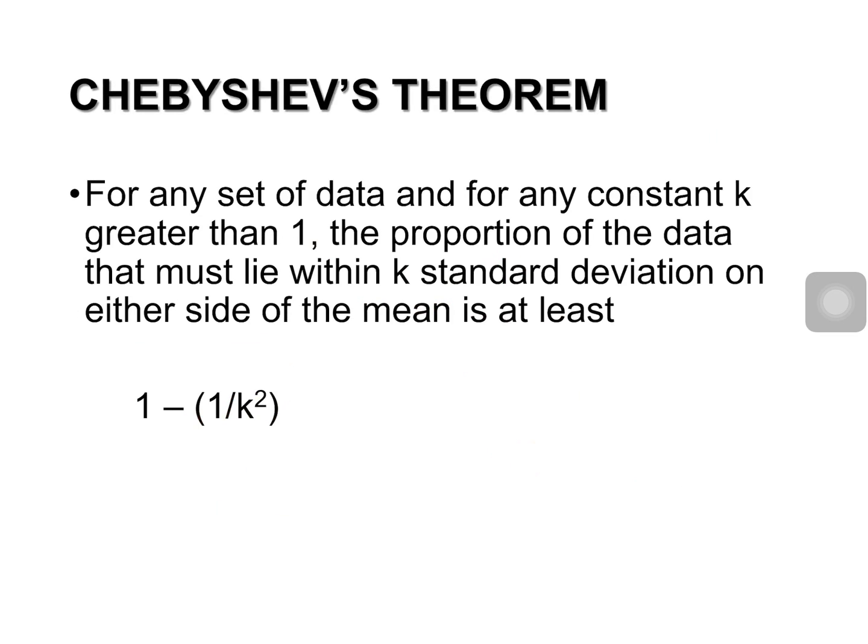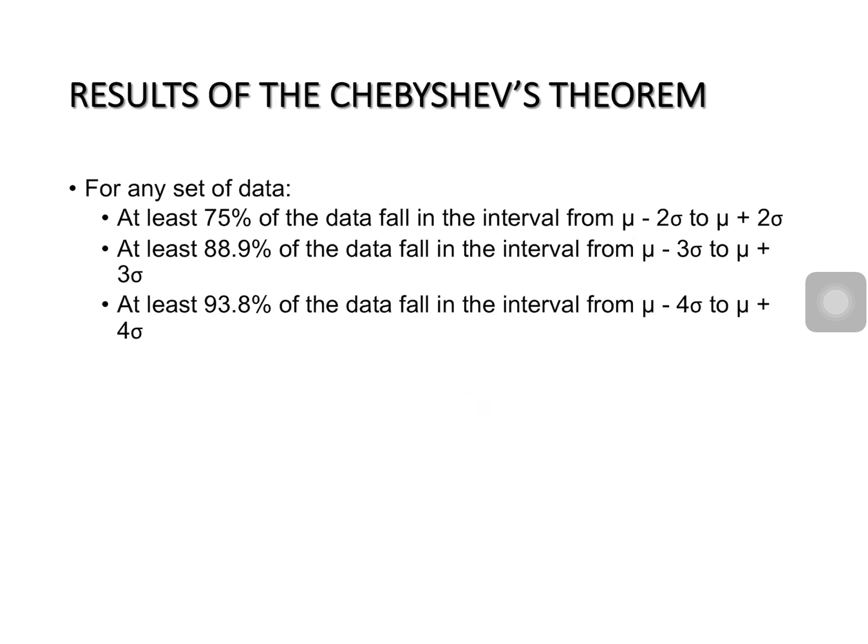Next is Chebyshev's theorem. For any set of data and for any constant k greater than 1, the proportion of the data that must lie within k standard deviations on either side of the mean is at least 1 minus 1 over k squared. So using that formula, these are the results.